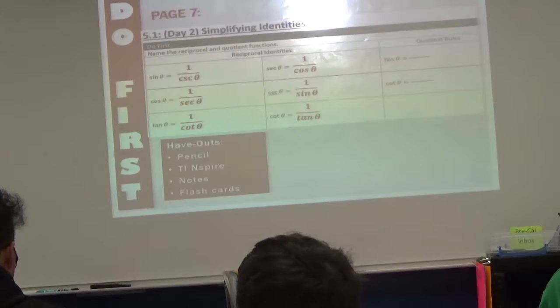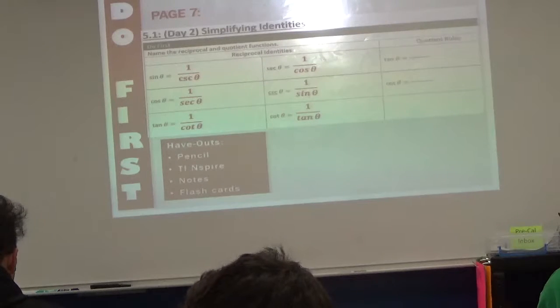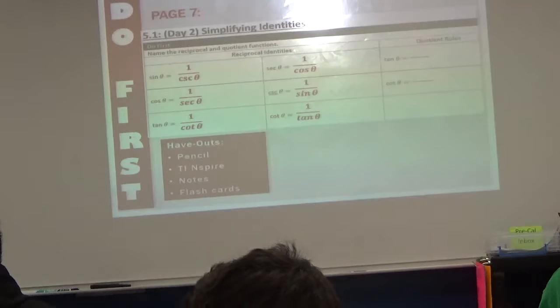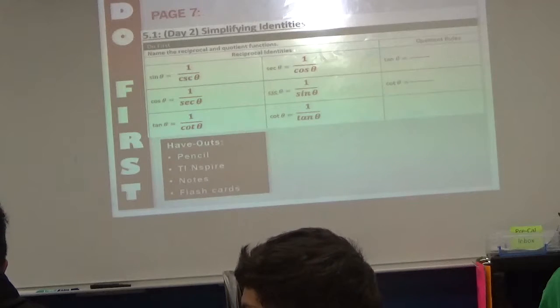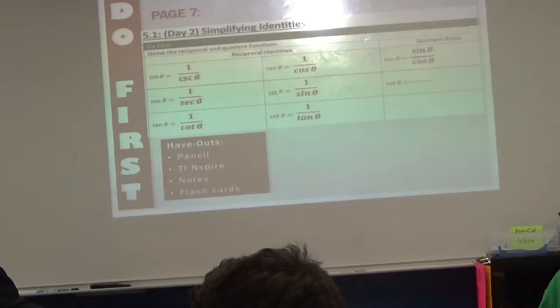Branda, call on someone though to give us the quotient identity. The first one for tan. Sine over cosine. Good. And one more. Cosine over sine. Then we flip it and cosine over sine.